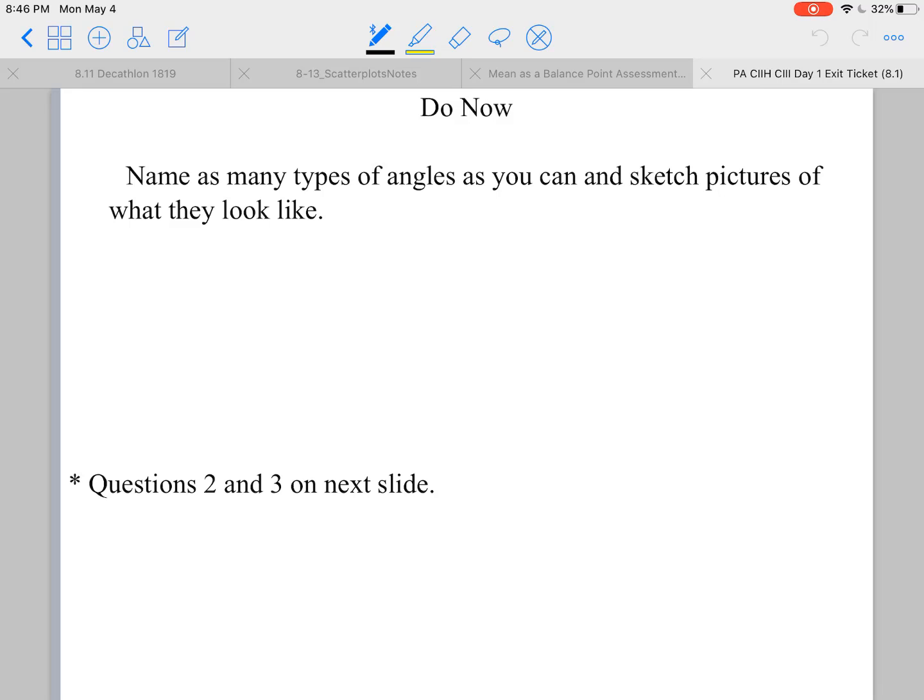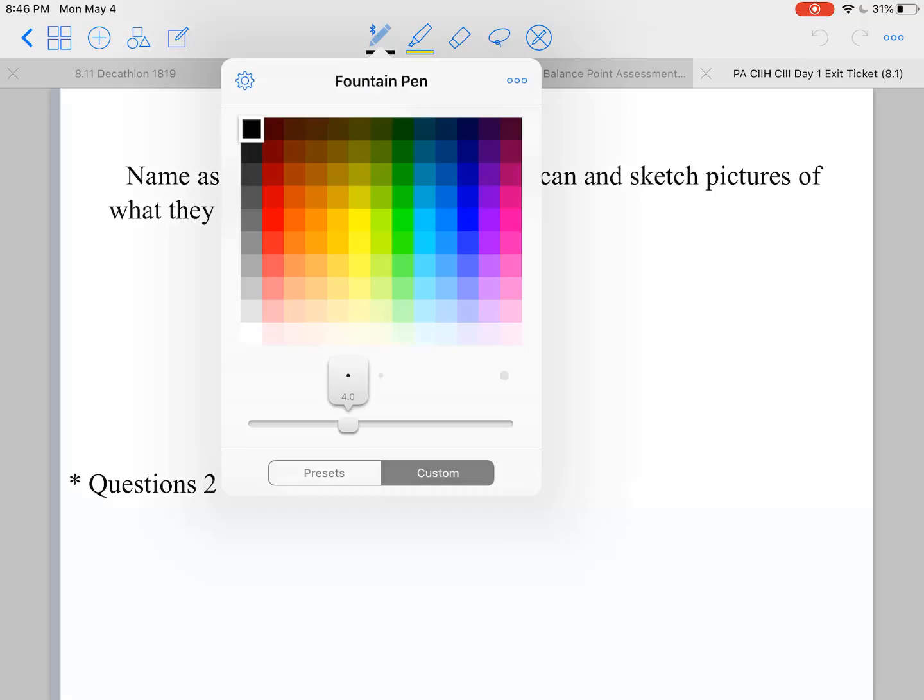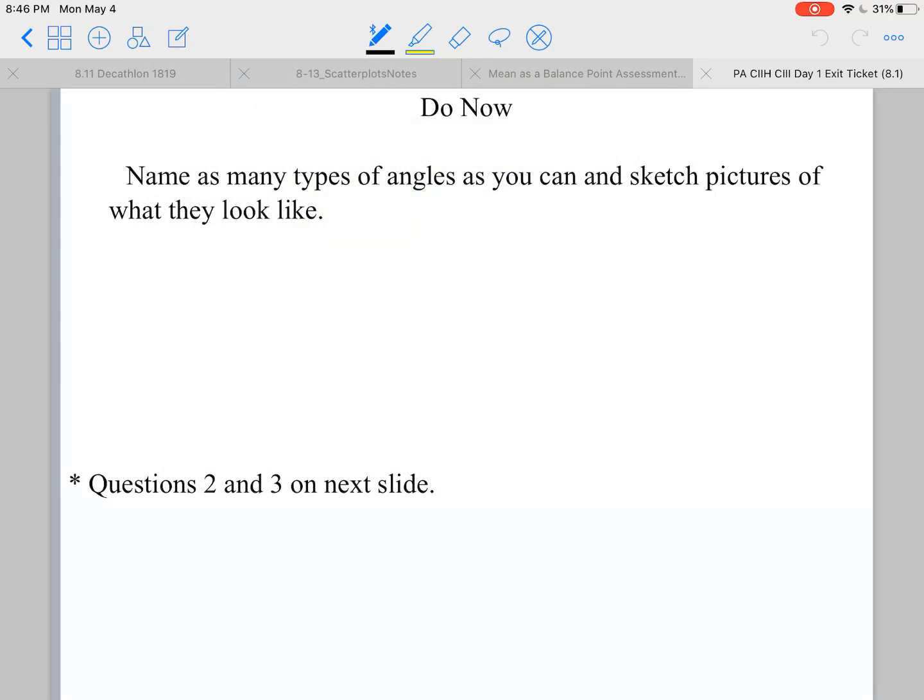Starting with our SOL 8.5 warm-up, question number 1 says name as many types of angles as you can and sketch pictures of what they look like. First, let's start with our types of angles. There are 4 major types of angles. The first is acute. An acute angle is any angle with a measurement less than 90 degrees.